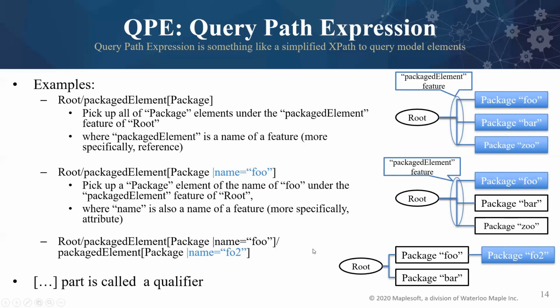Say I now want to go to another level, the sub packages within foo. I just repeat the query: package element package name is equal to foo. So now I'm just propagating further into the model. This is what basic queries for models are going to look like.